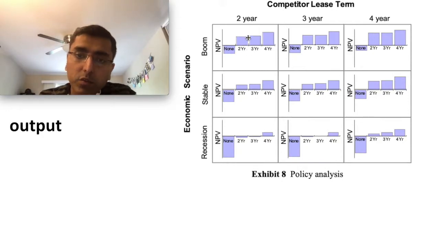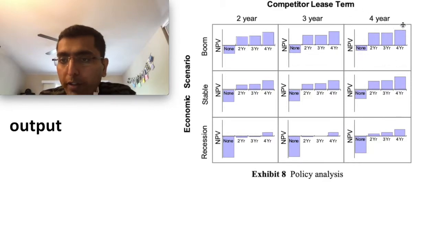2 years will be positive, 3 years will be more positive. So what they found out is that the 4-year leasing agreement had the least impact on profits under all three scenarios, and it was much better for the company even if there was a recession.